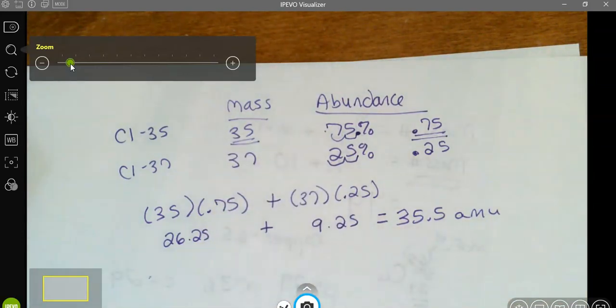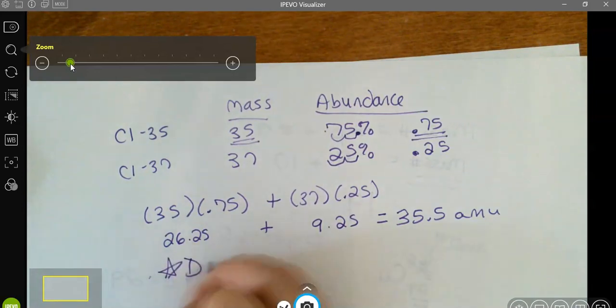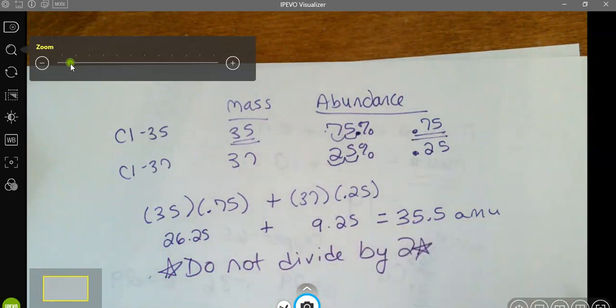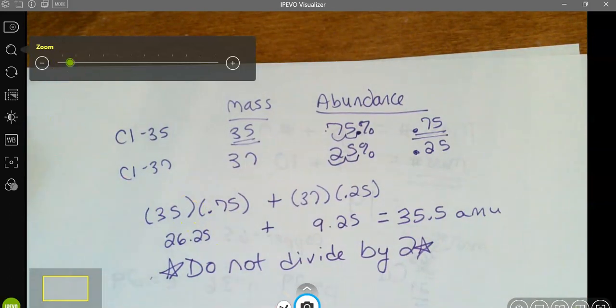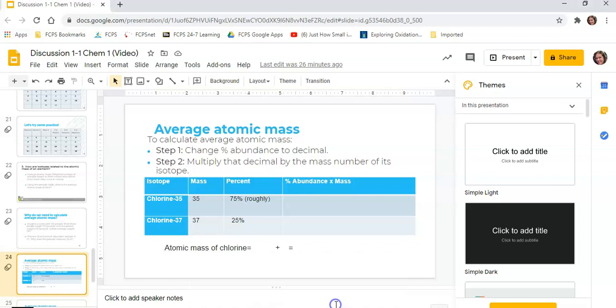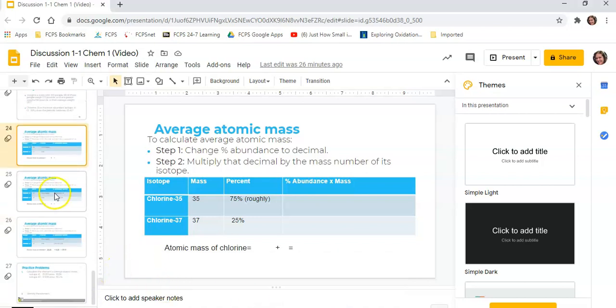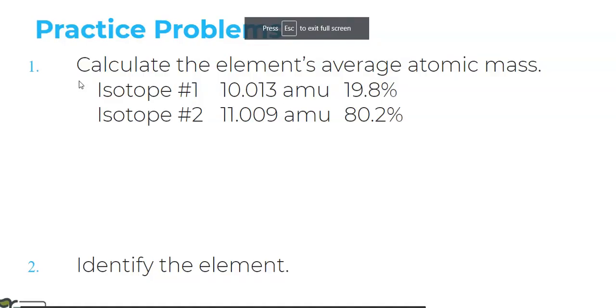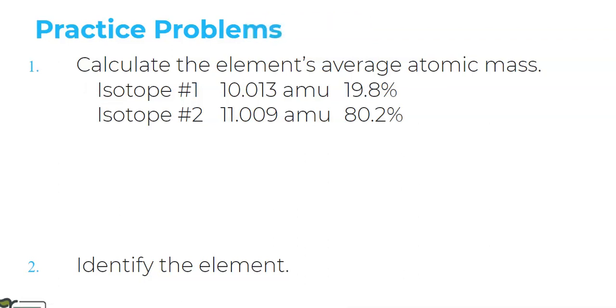Now, I'm going to give you a caution. Never, ever, ever just divide by 2, okay? We don't have to do that when we do a weighted average because we're taking that into account with the percentage abundances. That's probably the most common mistake people are going to make here. Okay, so what I would like you to do now is try this practice problem. I want you to calculate this element's average atomic mass and identify the element on your periodic table. I want you to pause, and when you're ready to go over it, press play, and I will go over it with you, okay?